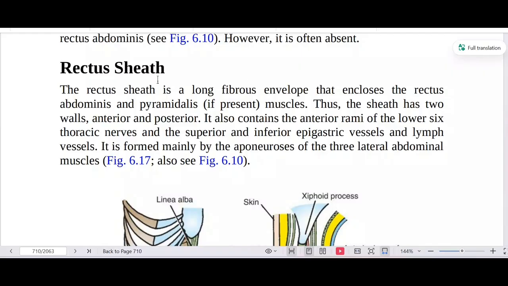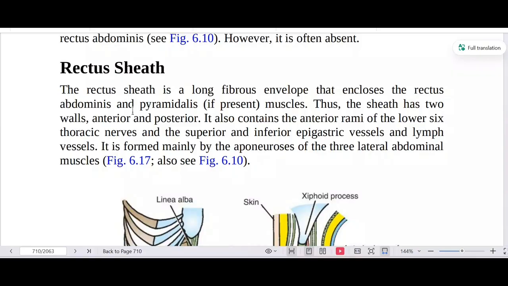One is the anterior wall and the other is the posterior wall, because if something is going to enclose some muscles, it is going to enclose them anteriorly and also posteriorly. That means it is going to have one anterior wall present in front of both these muscles, and one posterior wall present behind the rectus abdominis muscle.